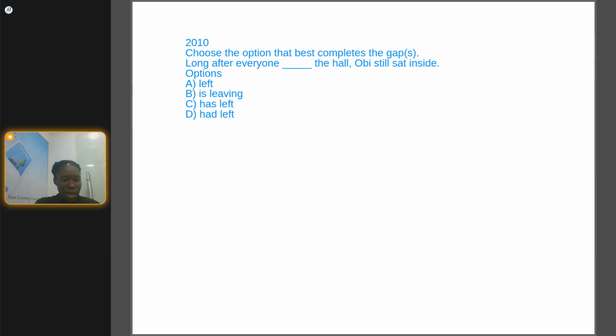So that's past perfect tense. And the only past perfect tense we have here is option D. Option A is just simple past, option B is present tense, and option C is present perfect. So that makes option D the correct option for this sentence.